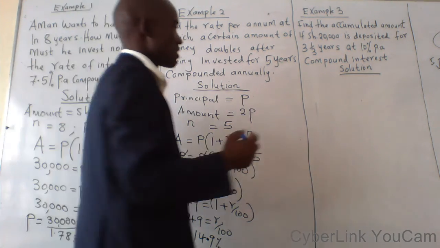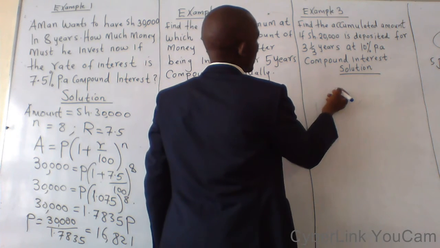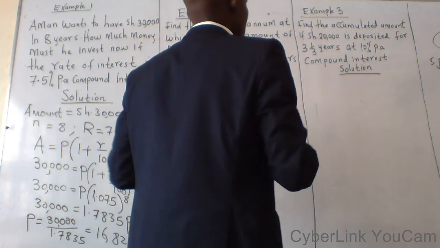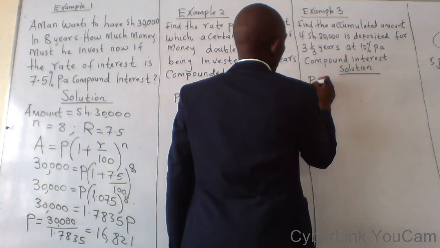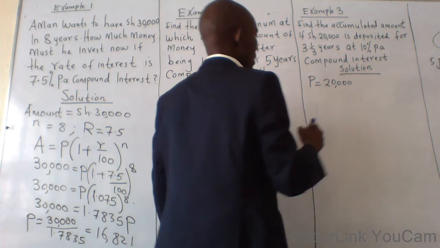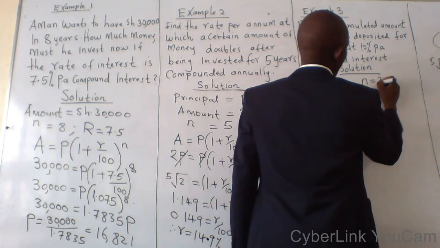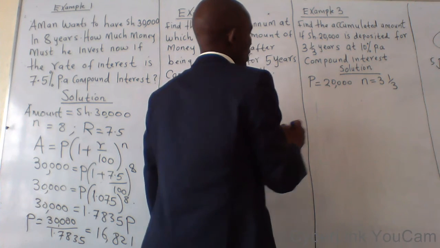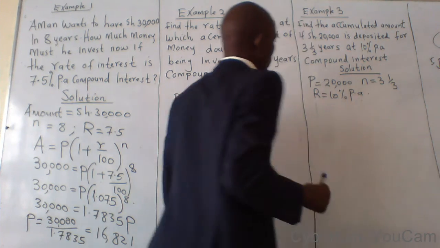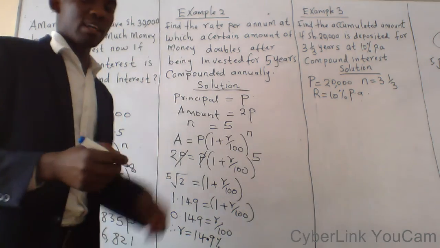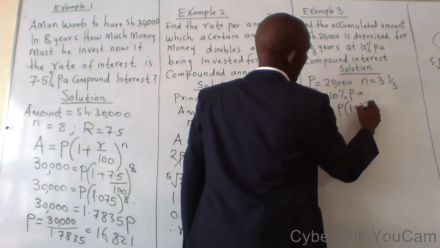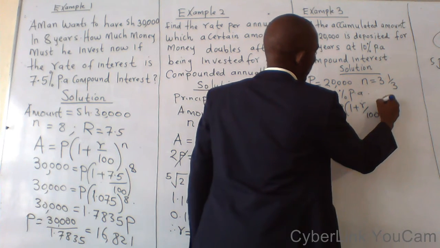So this means we will extract the information we have. Find the accumulated amount, so we are being asked to get the amount and we have been given the principal. The principal is 20,000. We have also been told our N is equal to 3 1/3. We have also been given the rate to be 10%, of course, per annum. So the first thing we shall write, we will take the compound interest formula: A is equal to P into 1 plus R all over 100 raised to N.